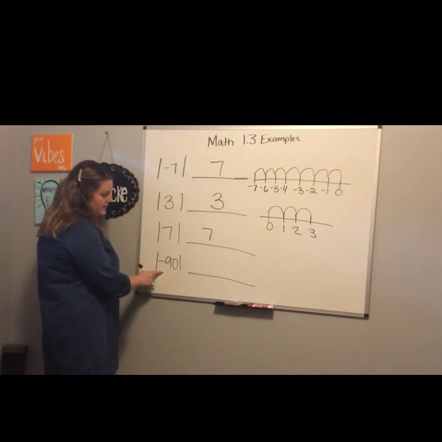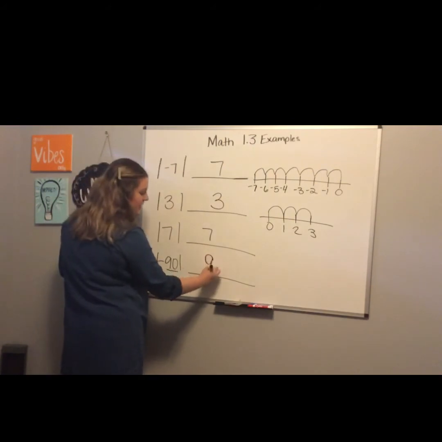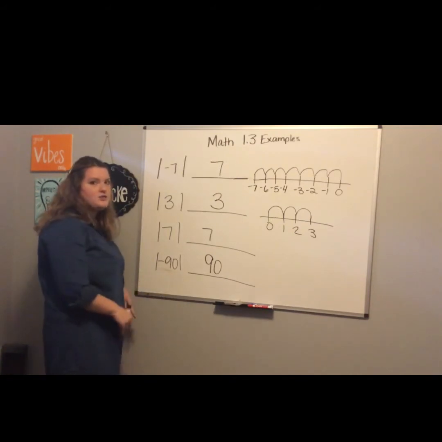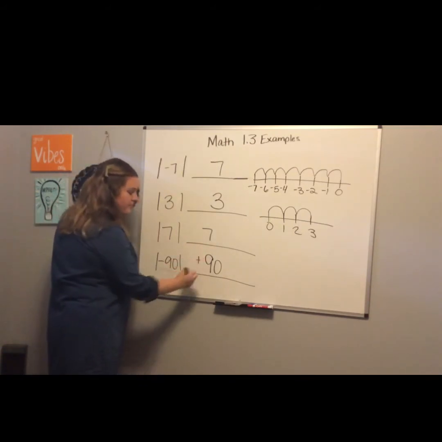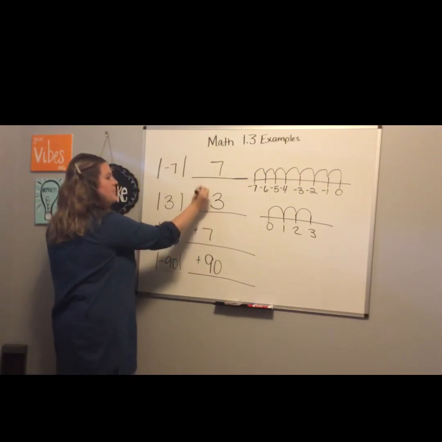-90, the absolute value of -90. You're going to look at your digit. We've got 90. You're going to look at your sign is negative, so we already know absolute value is always positive. So if you want to put a little positive sign next to all of them, you can.